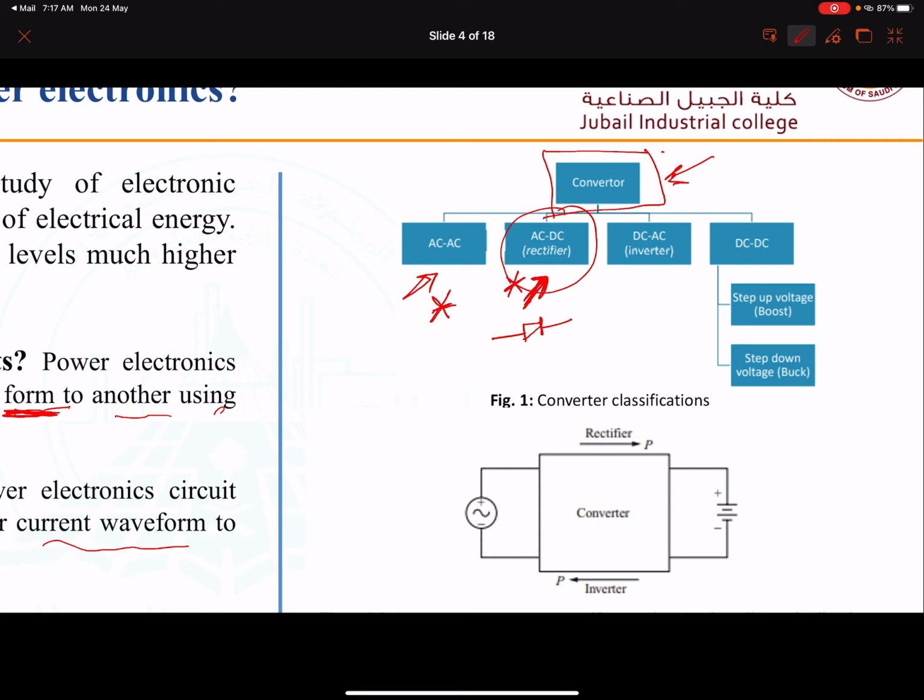Now, after we finish the rectifier, inshallah, we will go through the DC to DC converter. It is called a chopper. Here we call it rectifier, here we call it inverter, and here we call it chopper. So the DC to DC chopper we use to step up the voltage, which we call boost, and step down the voltage, which we call buck. Now just let me bring my papers here.